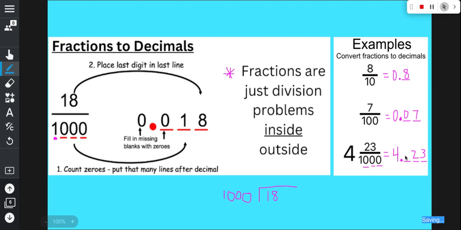And now we have an empty hole here. So we're going to put a 0 as a placeholder there. So that is how easy it is to convert decimals when the bottom number is a power of 10.